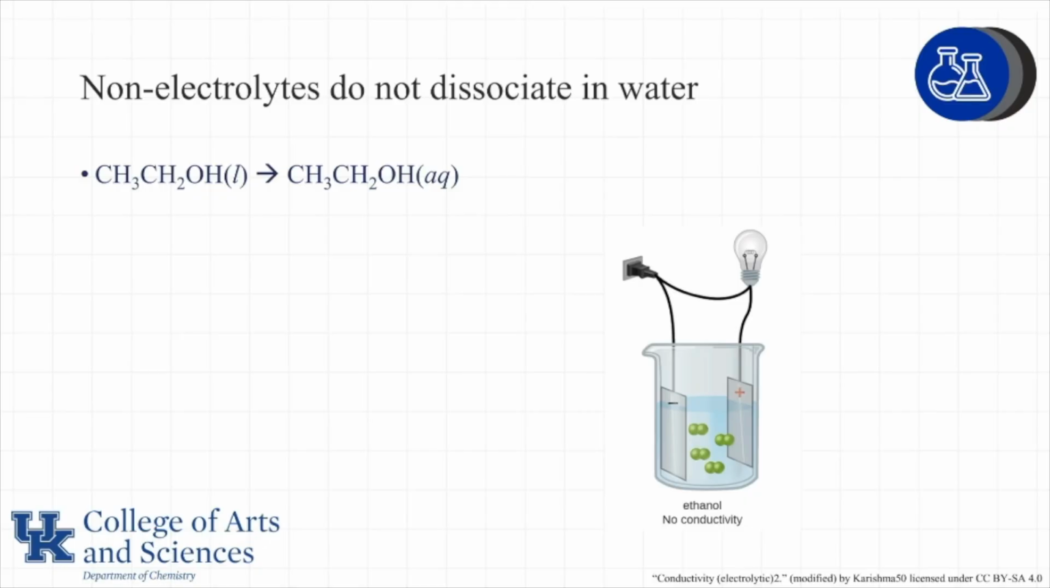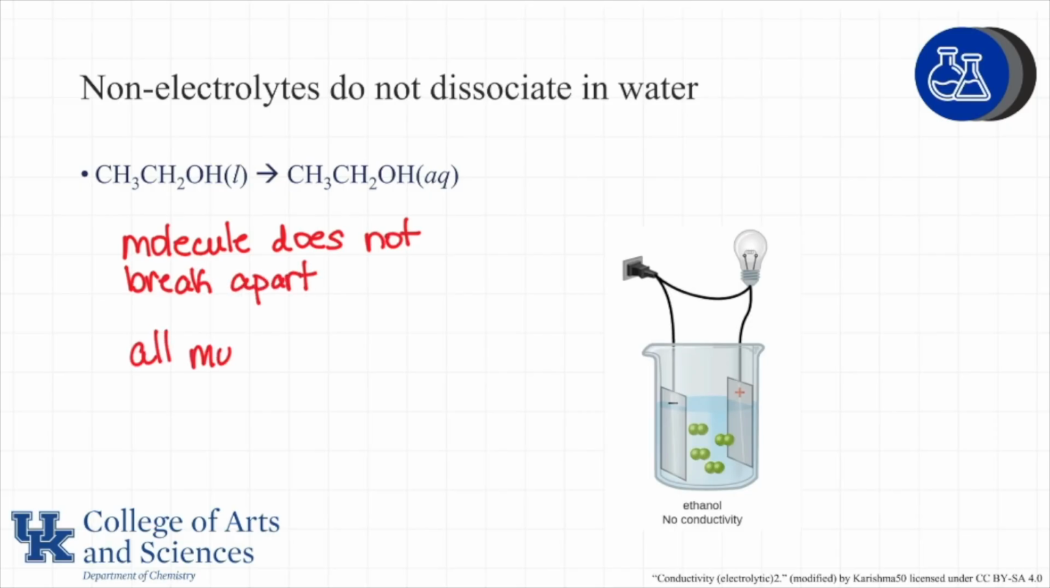Non-electrolytes do not dissociate in water at all. In this example, we're looking at ethanol, and we see it goes from ethanol in the liquid phase, so pure liquid, to ethanol in water, where it's in the aqueous phase or dissolved in water. And all we have are molecules. They do not break apart in water, so only molecules are present. We see that the bulb does not light up because there are no ions to carry the charge from the negative to the positive plate.